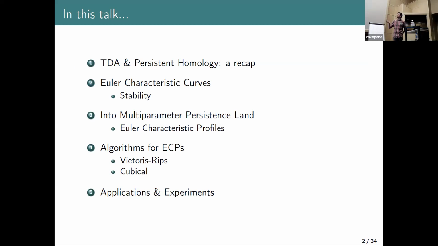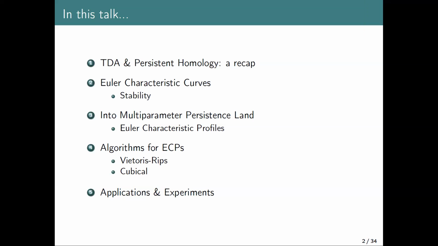I'm going to give you a brief recap of the main idea of TDA and what persistent homology is. Then I'm going to introduce the concept of Euler characteristic curve and discuss their stability. Then we're going to go a bit into multi-parameter persistence and see how these Euler characteristic curves generalize to profiles. Then we'll briefly discuss some efficient algorithms to compute these things, because math is cool, but you actually need to compute to do some data analysis. Then at the end, we'll discuss some applications and experiments.